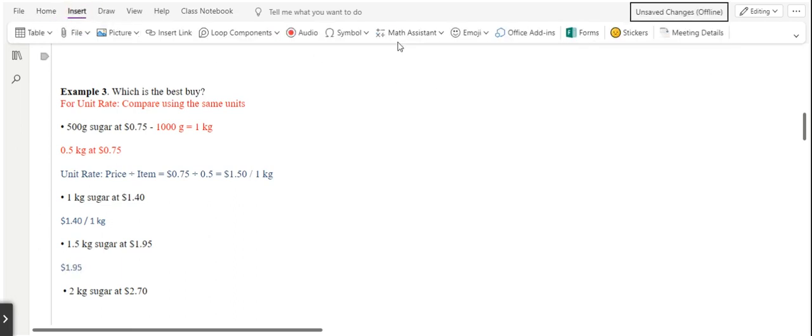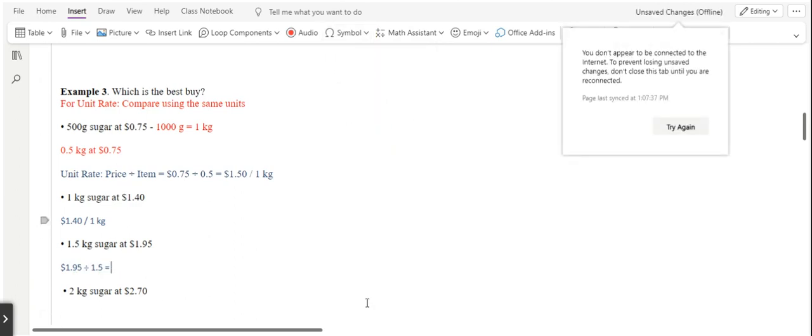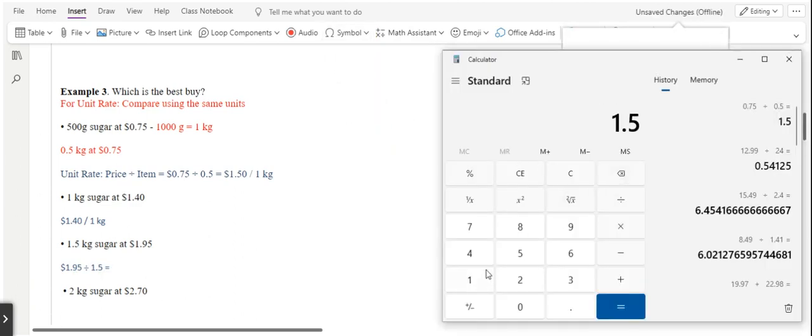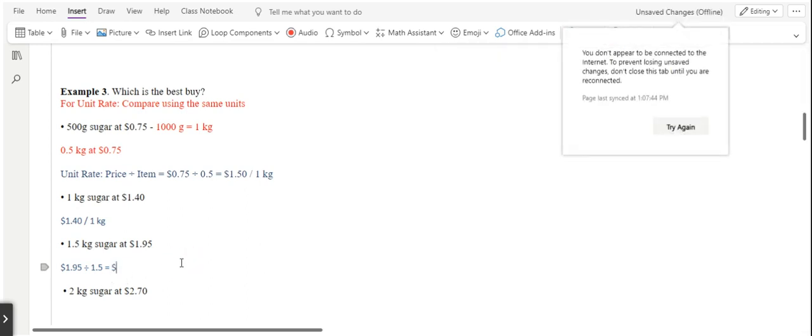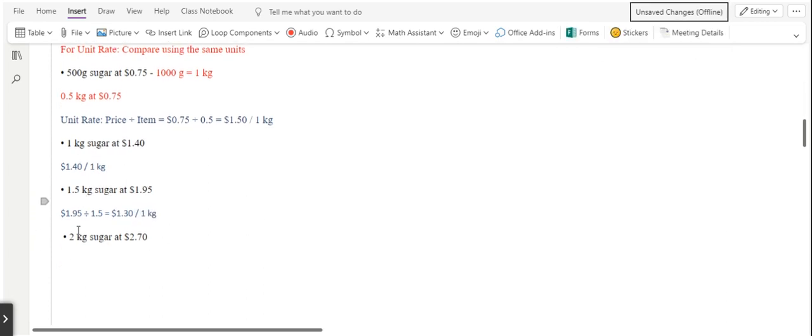$1.95 divided by 1.5. This is going to be 1.3. So this is $1.30 for 1 kilogram. And the last one here is going to be this 2 kg for $2.70.